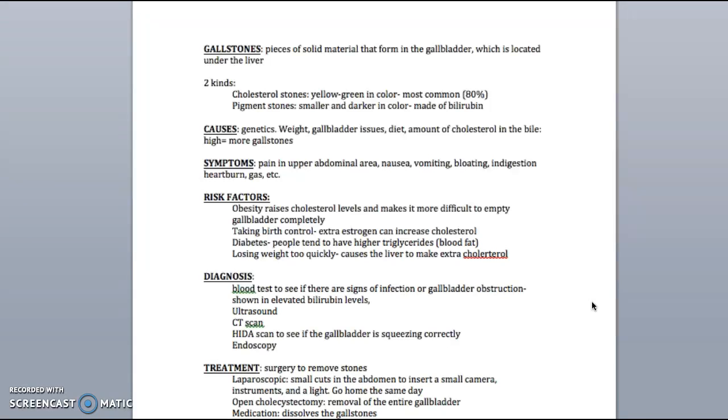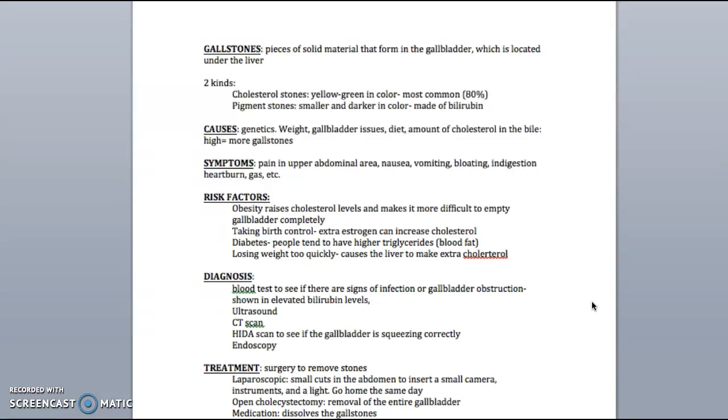So just a brief generic definition of what a gallstone is: it is a piece of solid material that forms in the gallbladder, and the gallbladder is located just under the liver. There are two kinds of gallstones. The first one is the most common type, making up about 80% of gallstones. It's called a cholesterol stone.